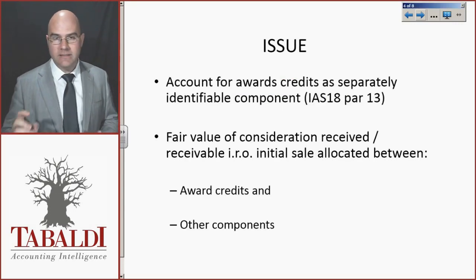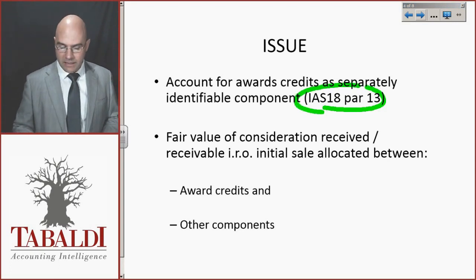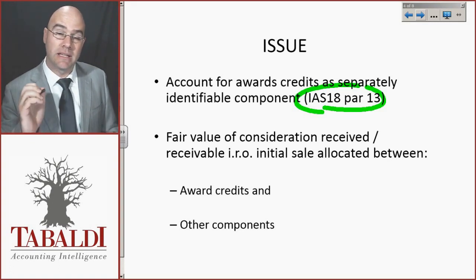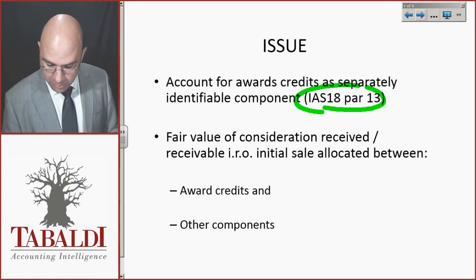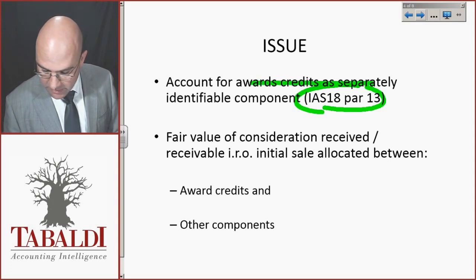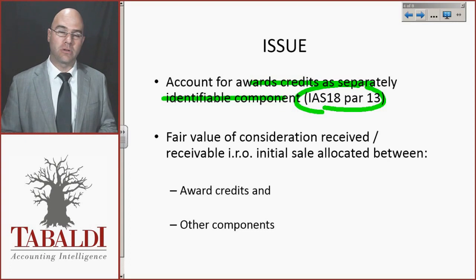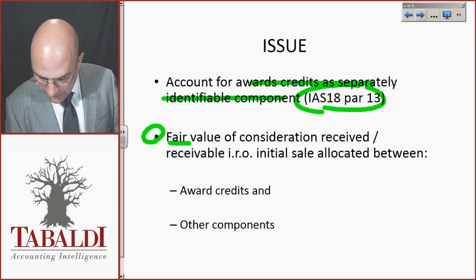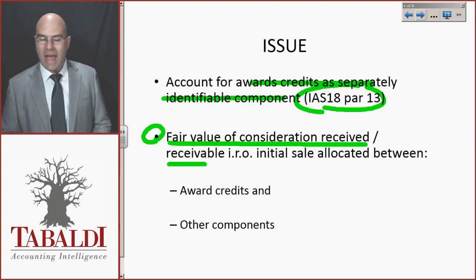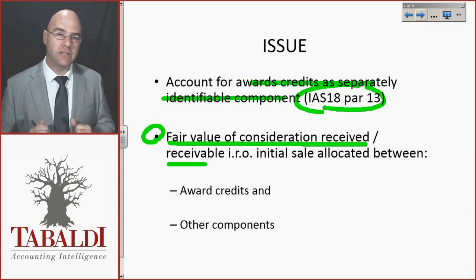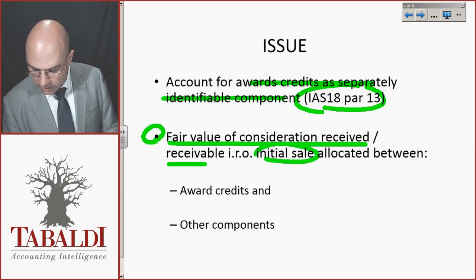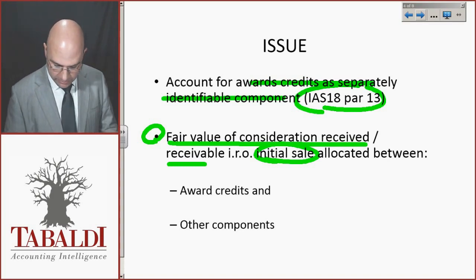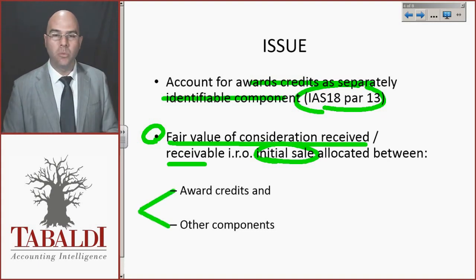Okay, the issue here is that IAS 18 paragraph 13 says that we must account for all components of revenue separately. And what are customer loyalty points here? Well, those credits must be accounted for as separately identifiable components. Very important. Now revenue is measured at fair value of consideration received or receivable. And therefore, the initial sale of that British Airways ticket must be allocated between two components: the ticket and the award credits.